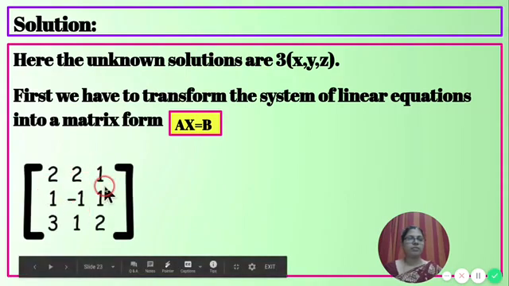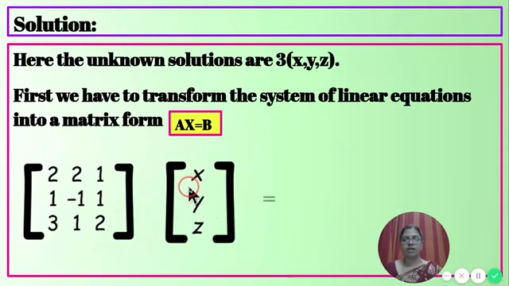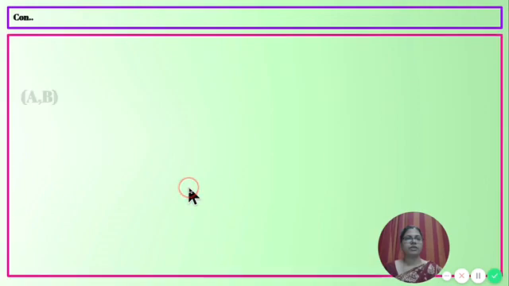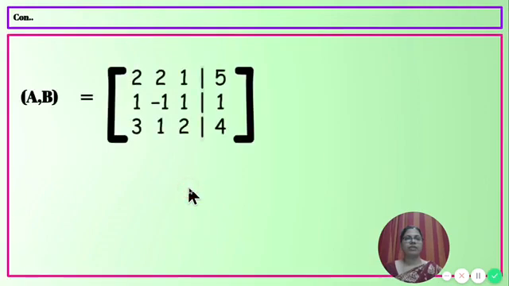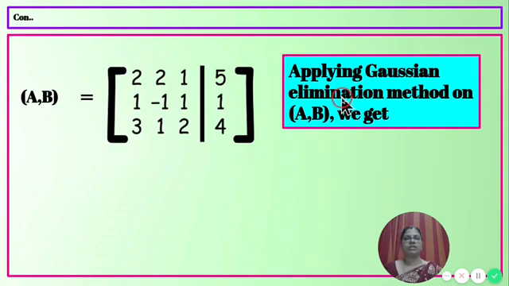We have to transform the equations into matrix form. This is the coefficient matrix. This is a matrix formed using the unknowns. This is a matrix formed using the constants. Now we have written the augmented matrix. On my left hand side I have written the matrix A, and on my right hand side I have written the matrix B.